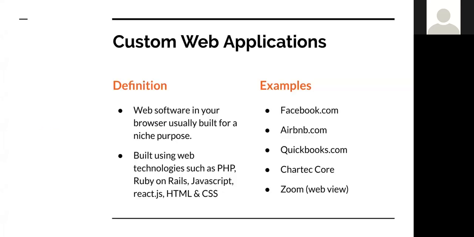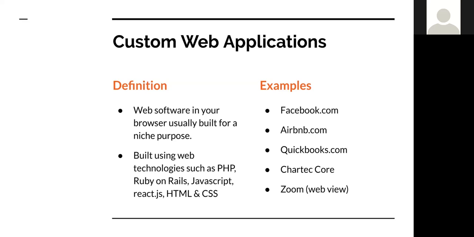So for custom web applications, that's web software in your browser, usually built for a niche purpose, built using web technologies such as PHP, Ruby on Rails, JavaScript, React.js, HTML, and CSS. A lot of that probably doesn't make sense to you, but those are just different web technologies used to build software.